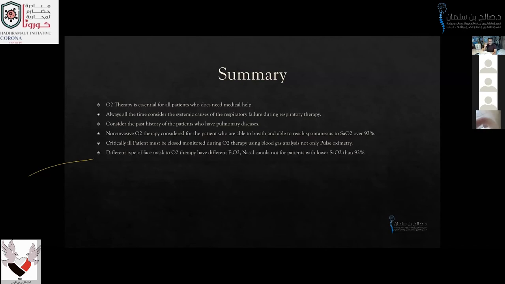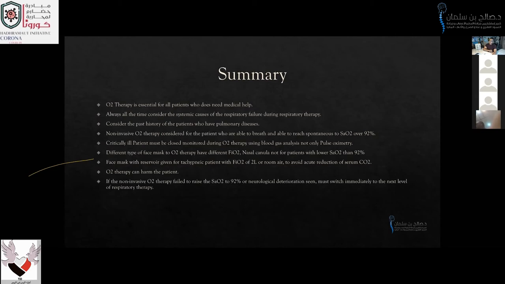Different types of face masks for oxygen therapy have different fractionated inspired oxygen. Nasal cannula is not for patients with peripheral saturated oxygen lower than 92%. Face mask with reservoir is given for tachypneic patients, with fractionated inspired oxygen of 2 liters or room air to avoid acute reduction of the serum CO2. Oxygen therapy can be harmful for the patient if the non-invasive oxygen therapy fails to raise the peripheral saturated oxygen to 92% or neurological deterioration is seen; the patient must be switched immediately to the next level of respiratory therapy. A COVID-19 patient might have pneumonia or COPD and or bronchial asthma.